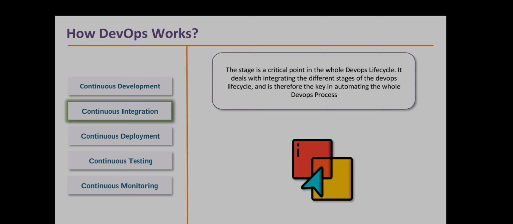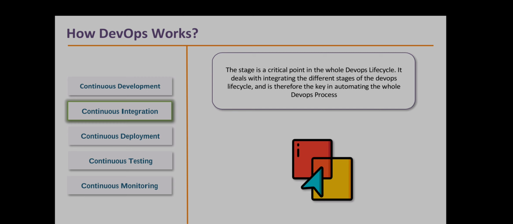So after that, how DevOps works. In the second stage, continuous integration. This stage is a critical point in the whole DevOps lifecycle. It deals with the integration of the different stages of the DevOps lifecycle, and is therefore the key in automating the whole DevOps process. Continuous integration is a critical point.